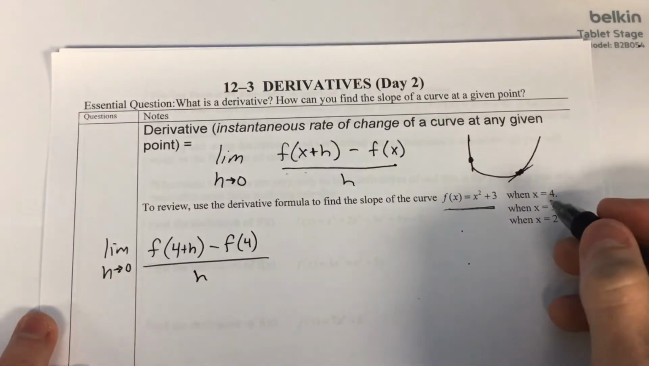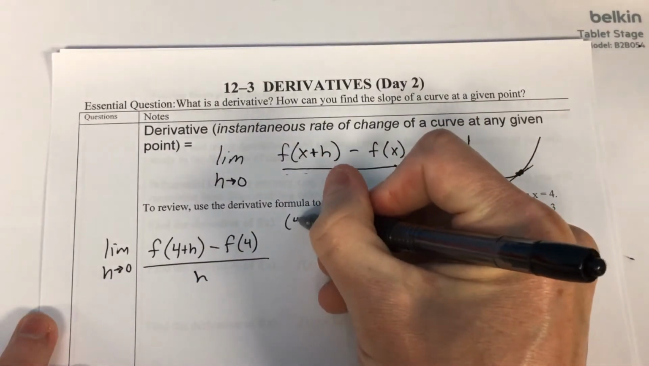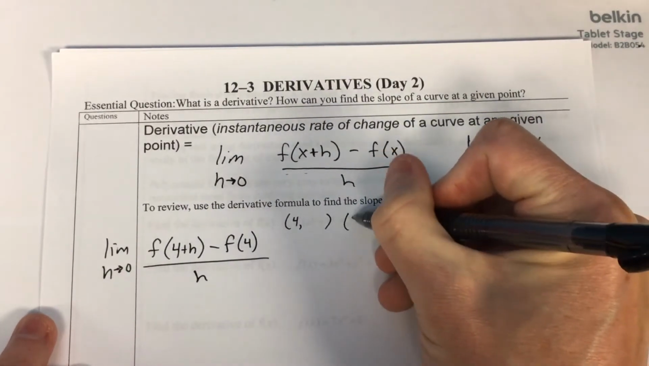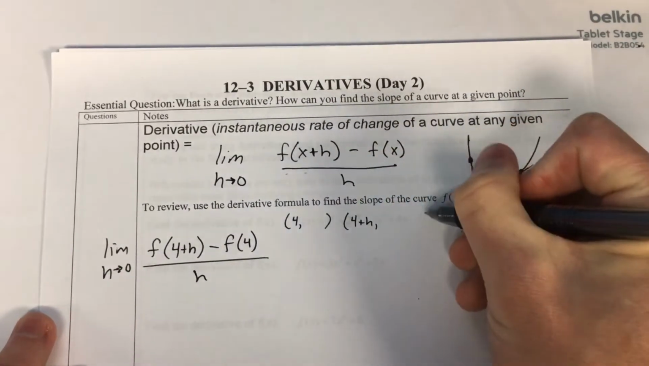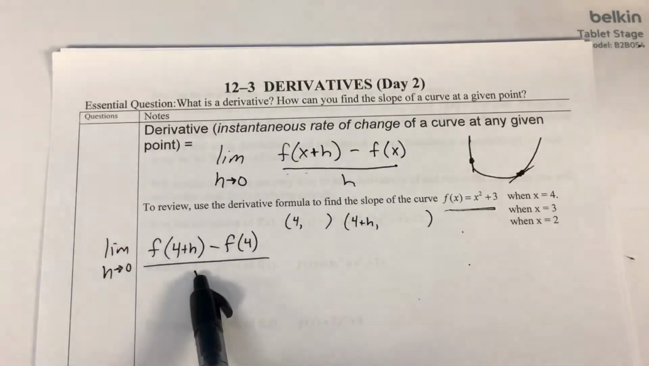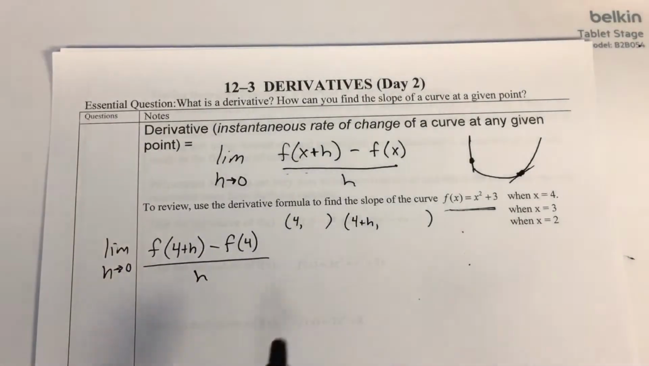You could think of what's the point at 4, so you could plug in 4 and get a y value, and then plug in 4 plus h and get a y value. And then if you just do the slope between these 2 points, you'll get the same thing as if you do this. So it's up to you which way you want to think about it.